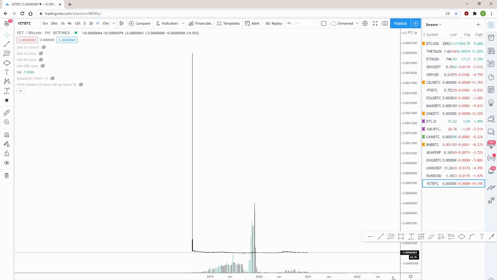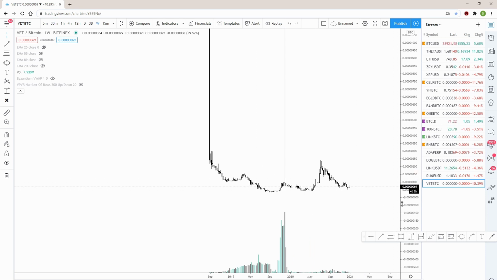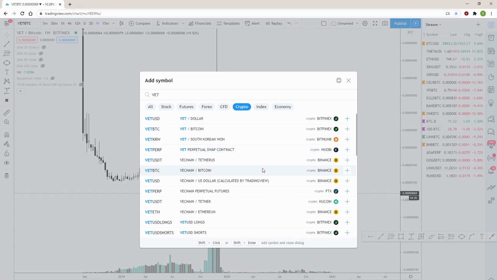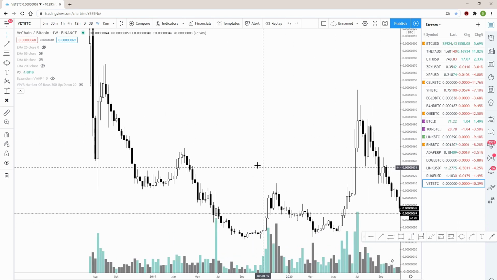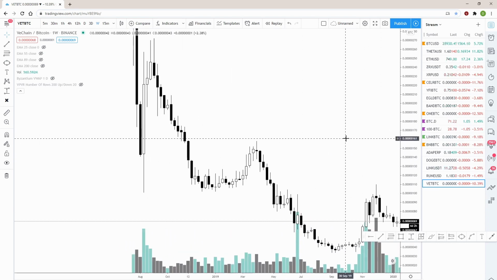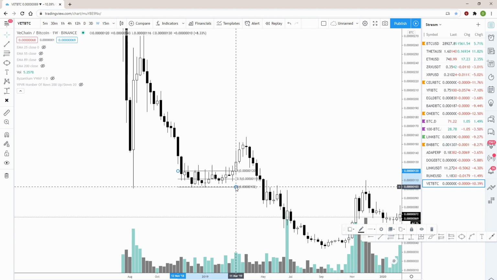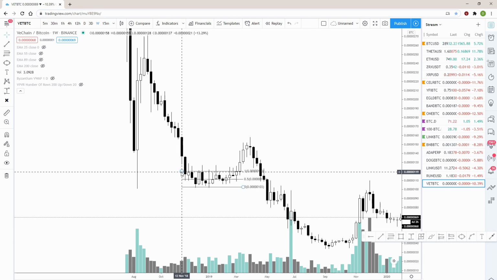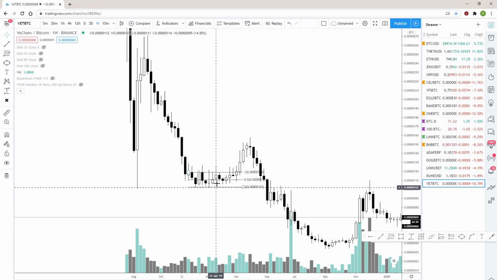Okay, VETBTC, this was a situation where this was not accumulation. This was just a bearish consolidation. Well, I shouldn't say bearish. This was just a bearish retest here. But you could argue this was accumulation right here. You saw lots of volume come in, and you saw price hitting both sides of the range multiple times.